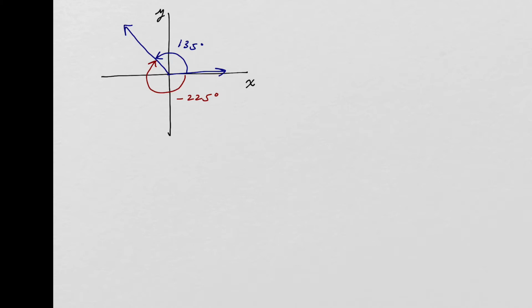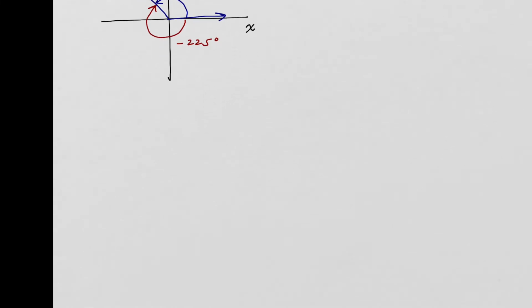All right, now I've been using degrees so far, but another unit we can use to measure angles is something called radians. So we need to talk about that. And then we also want to be able to convert between degrees and radians and vice versa. Okay, so, converting between degrees and radians.